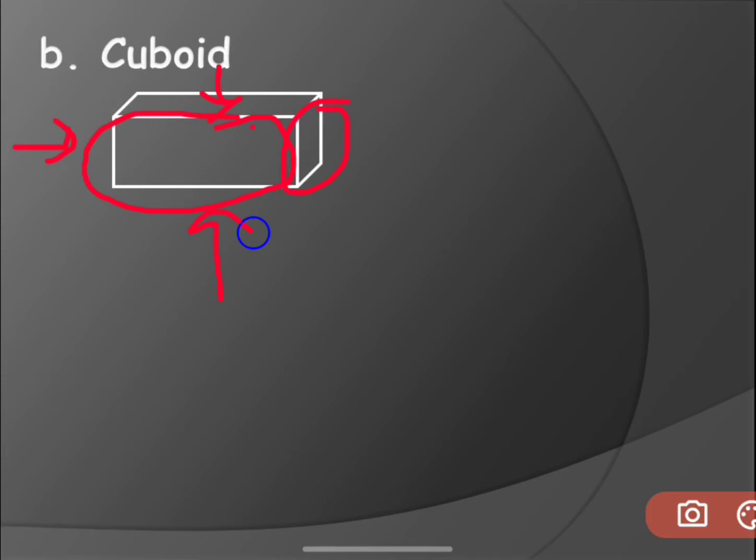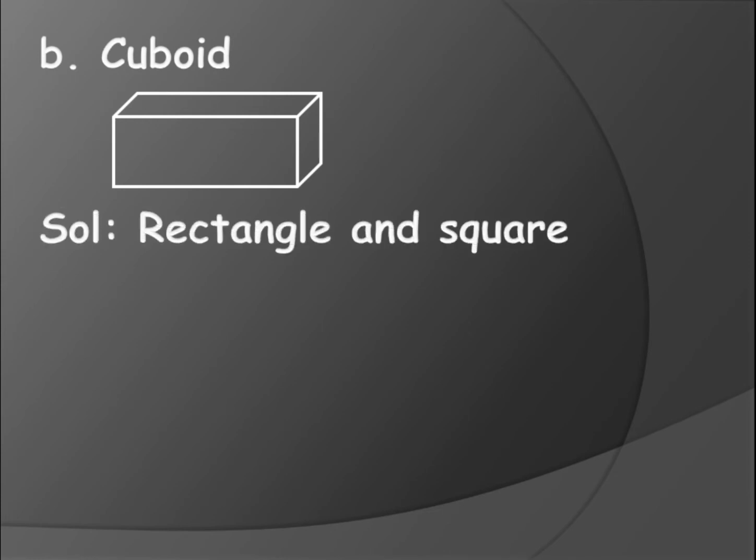Take a matchbox if you have, or a brick. A brick might not be available. You can see the rectangles and squares on it. So here what you have to write is square and rectangle. Sometimes it might be all sides rectangles. For a matchbox, all sides are rectangles. If you take a brick, two sides will be squares, and the other four sides will be rectangles.